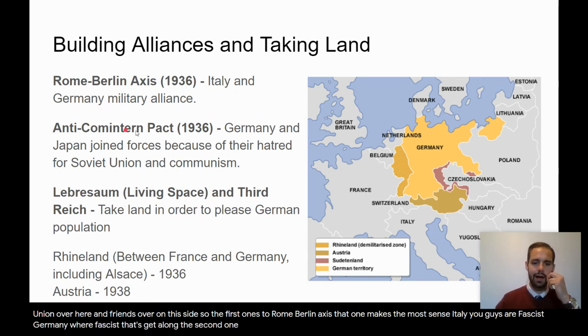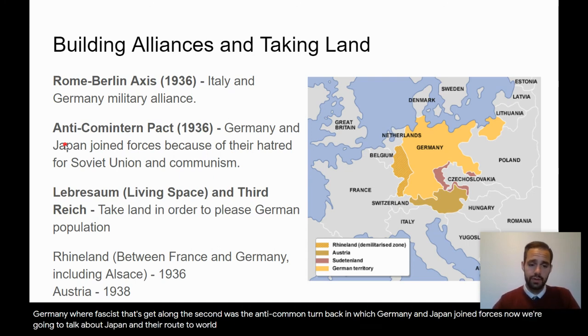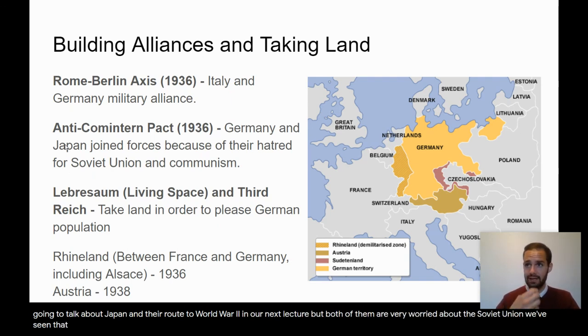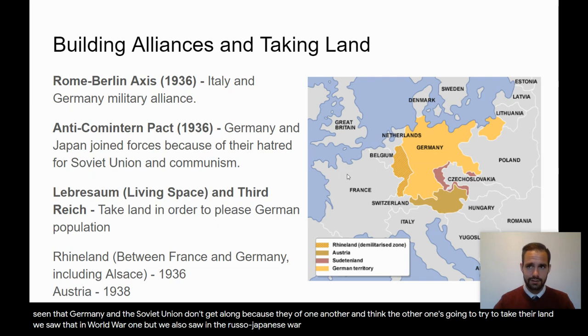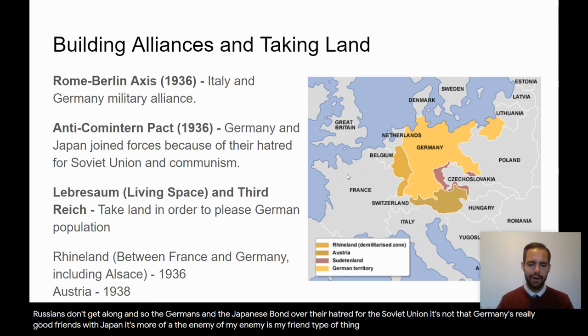The second one is the Anti-Comintern Pact, in which Germany and Japan joined forces. Now, we're going to talk about Japan and their route to World War II in our next lecture, but both of them are very worried about the Soviet Union. We've seen that Germany and the Soviet Union don't get along because they're both very wary of one another and think the other one's going to try to take their land. We saw that in World War I, but we also saw the Russo-Japanese War in 1904 to 1905. We see that the Japanese and the Russians don't get along. And so the Germans and the Japanese bond over their hatred for the Soviet Union. It's not that Germany is really good friends with Japan. It's more of the enemy of my enemy is my friend type of thing. So that's what we have there.